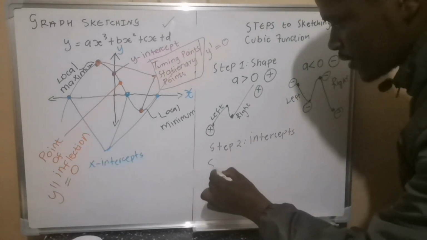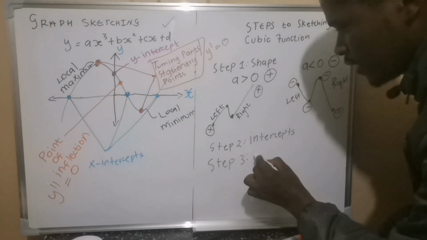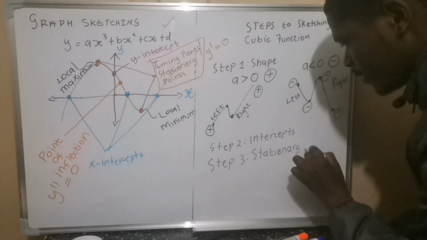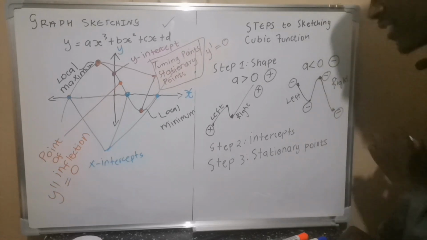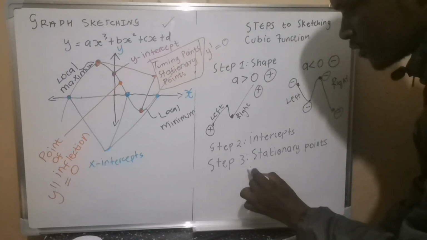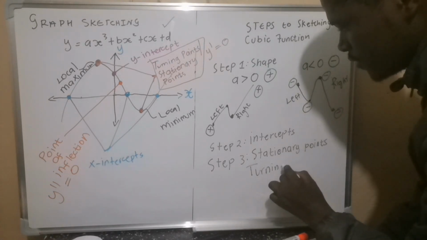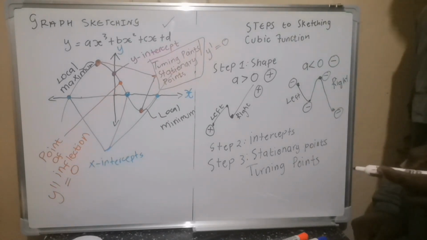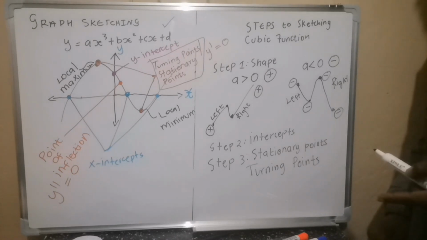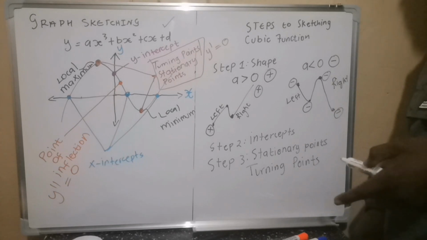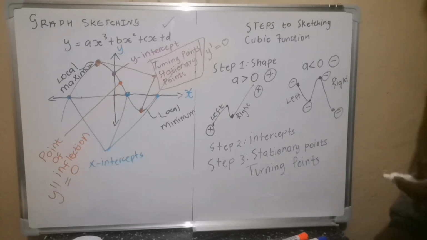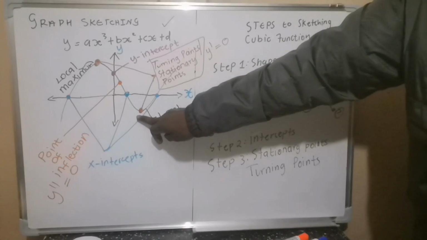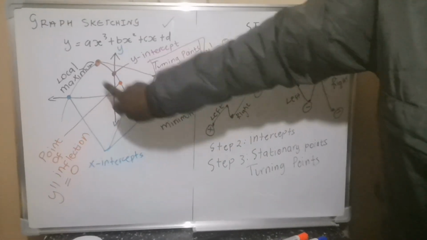Then step 3, we're going to talk about the stationary points. Stationary points, or turning points. Turning point is where the graph goes from increasing to decreasing or vice versa, and has a local minimum and local maximum. As I've mentioned, the graph has a local maximum at this point and a local minimum at this point. That's where we find our stationary points or turning points.